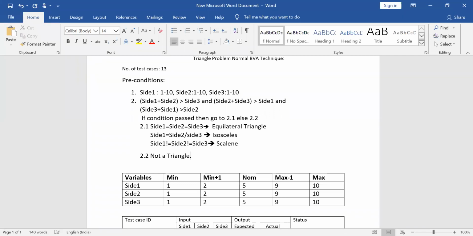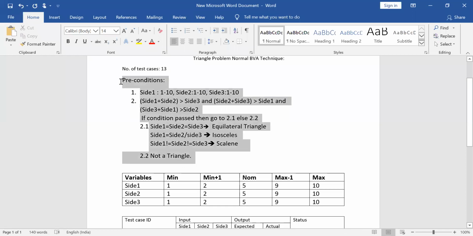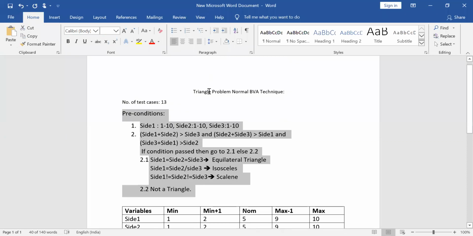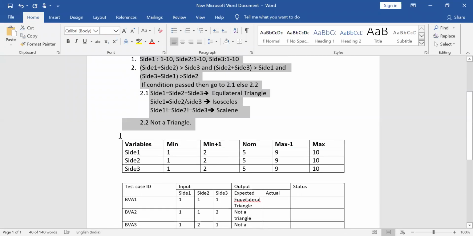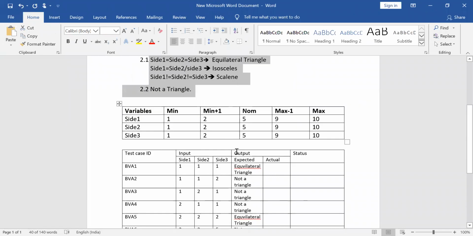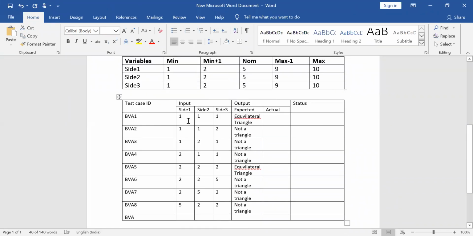Not a triangle. So these are the prerequisites that we need to have. If we don't have this, then there will be a problem. So first thing is the triangle problem with respect to boundary value analysis. Which particular problem you are taking? What technique? Next is the number of test cases. Next, preconditions. What is needed? So depending upon that, you need to have a table. How many variables do you have? What is the minimum? What is the maximum? Every particular detail of it you need to write. Next is your test case design.